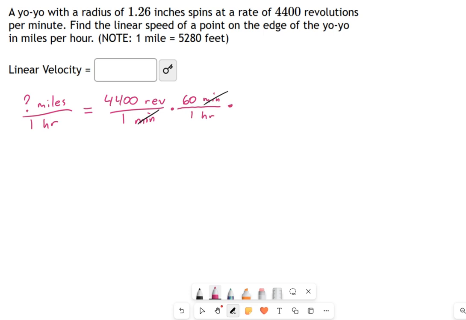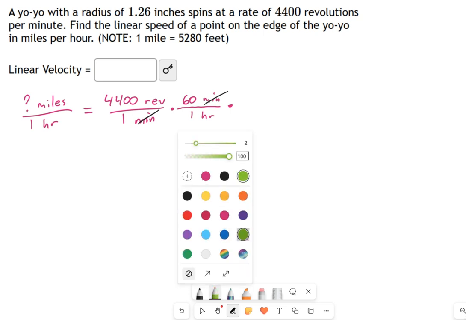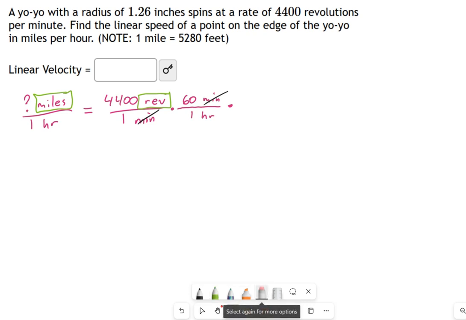Then I need to do another multiplication, and I need to address this problem over here. I want this revolutions to turn into miles. Okay, I don't want revolutions per hour. I want miles per hour. So let's see how we can do that. What I need to do first is put revolutions on the bottom of a fraction, okay, to cancel it out.